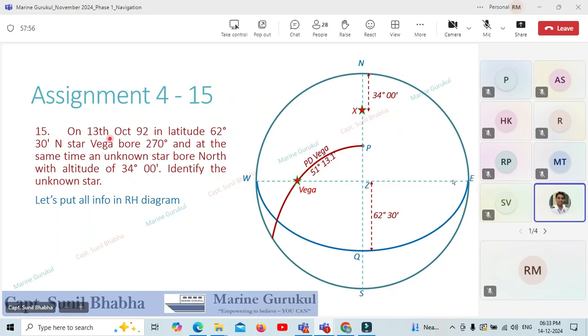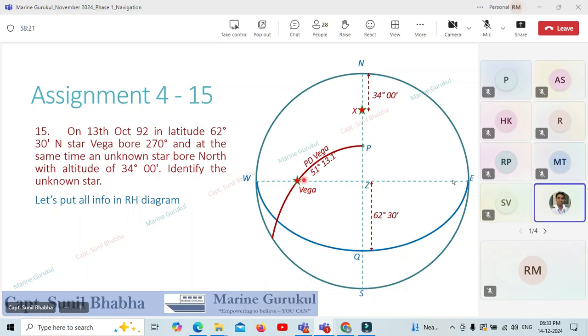Now we have the date 13th October 92, and we can get the declination of Vega from the nautical almanac. So once you do 90 minus that, you get the polar distance. This is the value of the polar distance which will be obtained. So we have the P Vega side known to us.